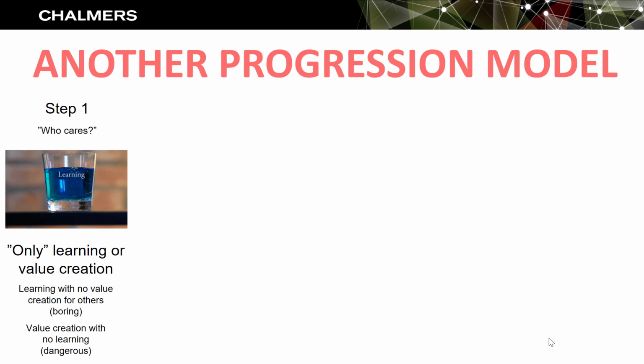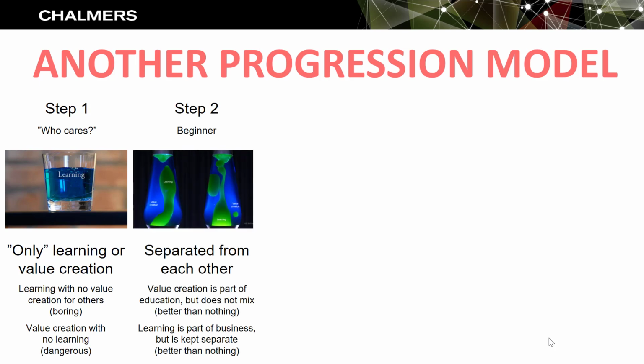So we have here a progression model around value creation and learning. In step 1, we have the who cares step, only learning or only value creation. And if we have learning with no value creation for others, we have a boring state. If we have value creation with no learning, we have a dangerous state. And then we start mixing them. And I would call that step 2, the beginner stage. Value creation is part of education, but it does not mix. Well, better than nothing. Or learning is part of business, but it's kept separate.